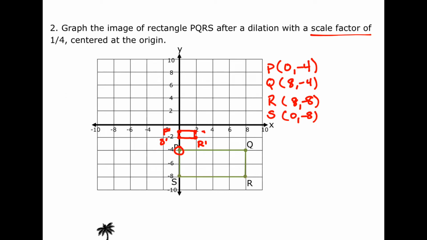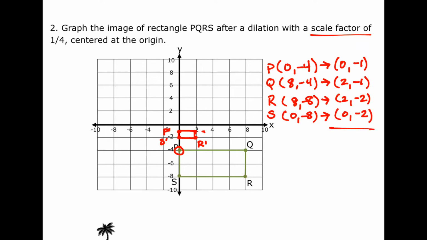We're going to multiply the x's and the y's by 1/4, which is the same as dividing by 4. So 0 divided by 4 is just 0. -4 divided by 4 is -1. 8 divided by 4 is 2. -4 divided by 4 is -1. 8 divided by 4 is 2. -8 divided by 4 is -2. 0 divided by 4 is 0. And -8 divided by 4 is -2.